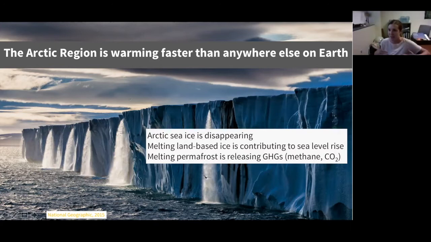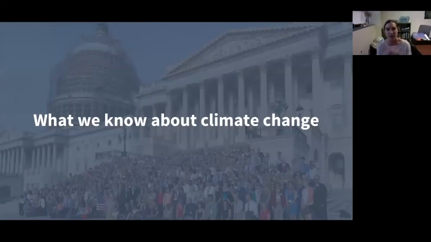And we even see melting of permafrost, so frozen soils in the high latitude tundra that are actually releasing additional greenhouse gases, things like methane and CO2, to the atmosphere and exacerbating the problem. So this is just some of the background of what I'm really concerned about moving forward: protecting some of these valuable places, both for their own sake and also so we prevent some of the most severe consequences to society.